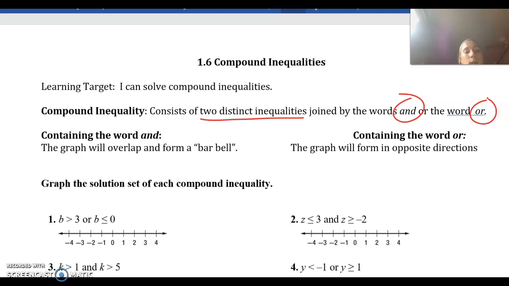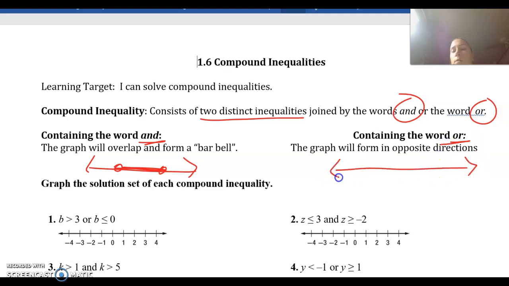When they contain the word "and", the graph will overlap and form a barbell. So, for example, that would have one point, one point, and your graph is in the middle there. When we have the word "or", the graph will form in two opposite directions. And we'll go this way and this way. Okay, sometimes you'll have open circles, sometimes you'll have closed, so you need to pay attention to that: less than, greater than, less than or equal to, or greater than or equal to.